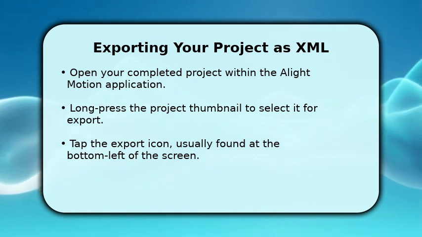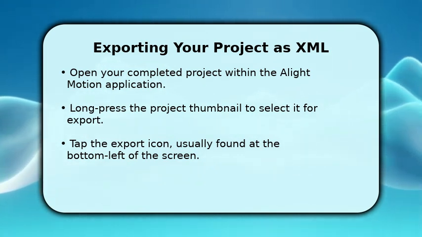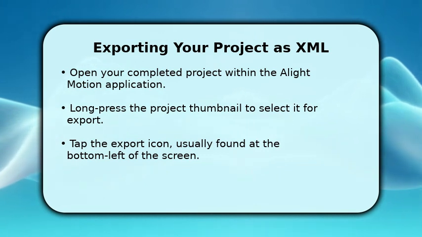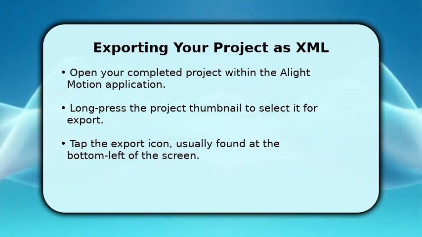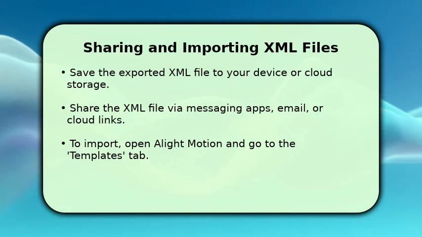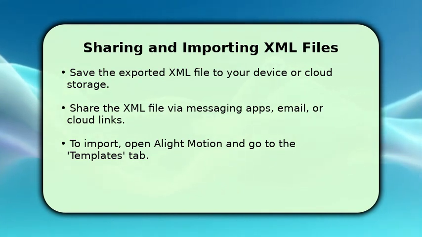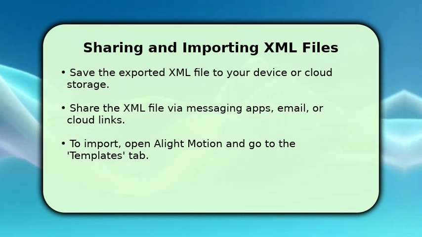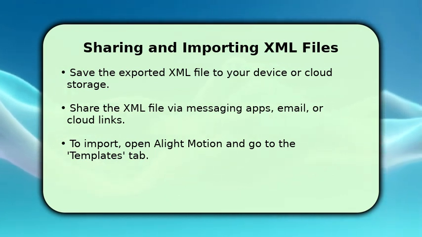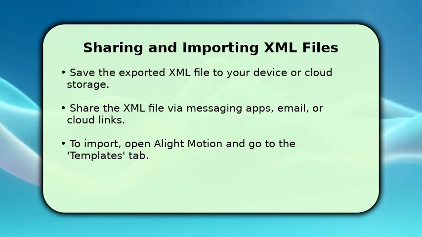From the Export and Share menu, scroll down and select the XML format. Then, tap Export to begin the process. After exporting, you can save your XML file to your device or upload it to cloud storage like Google Drive. Sharing is easy. You can send the file through messaging apps, email, or by sharing a cloud link.